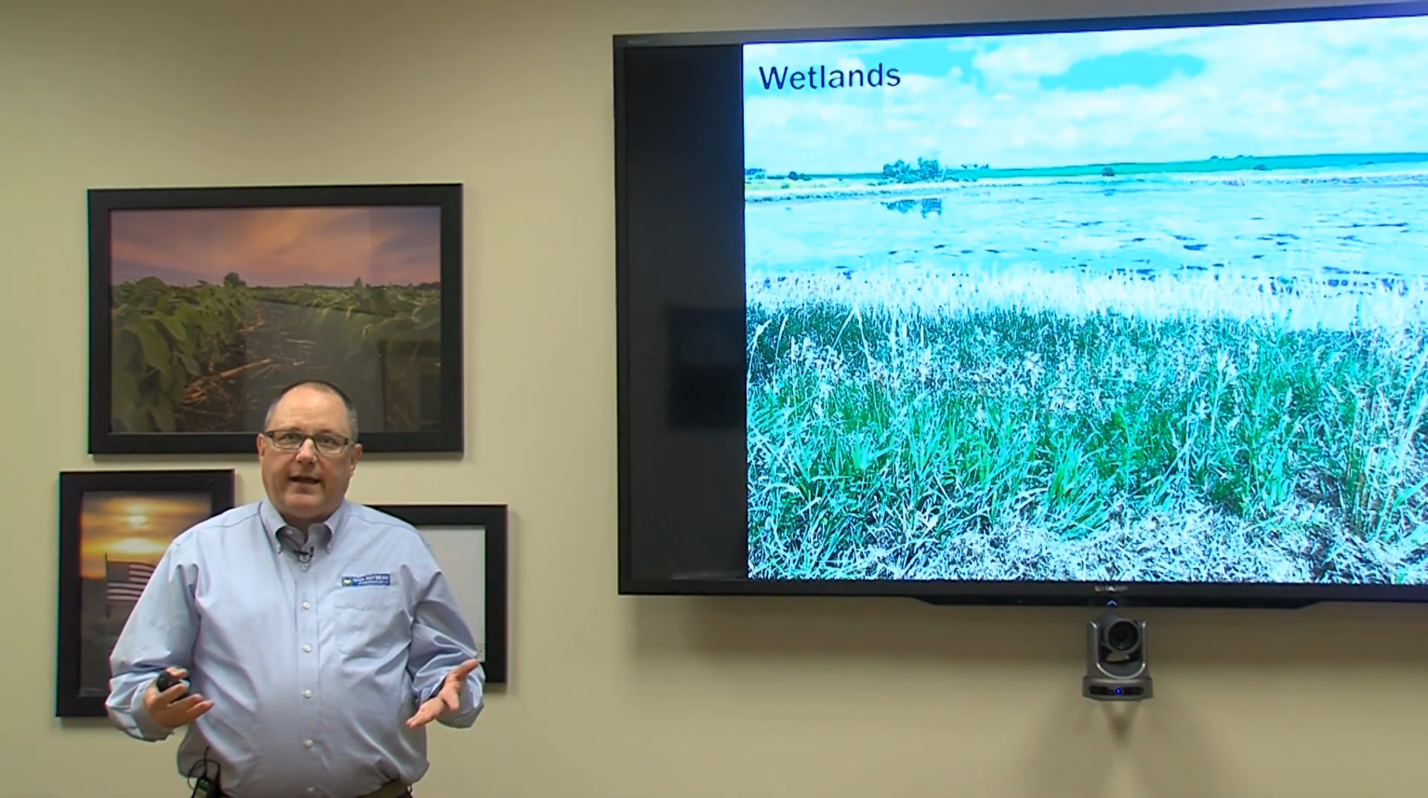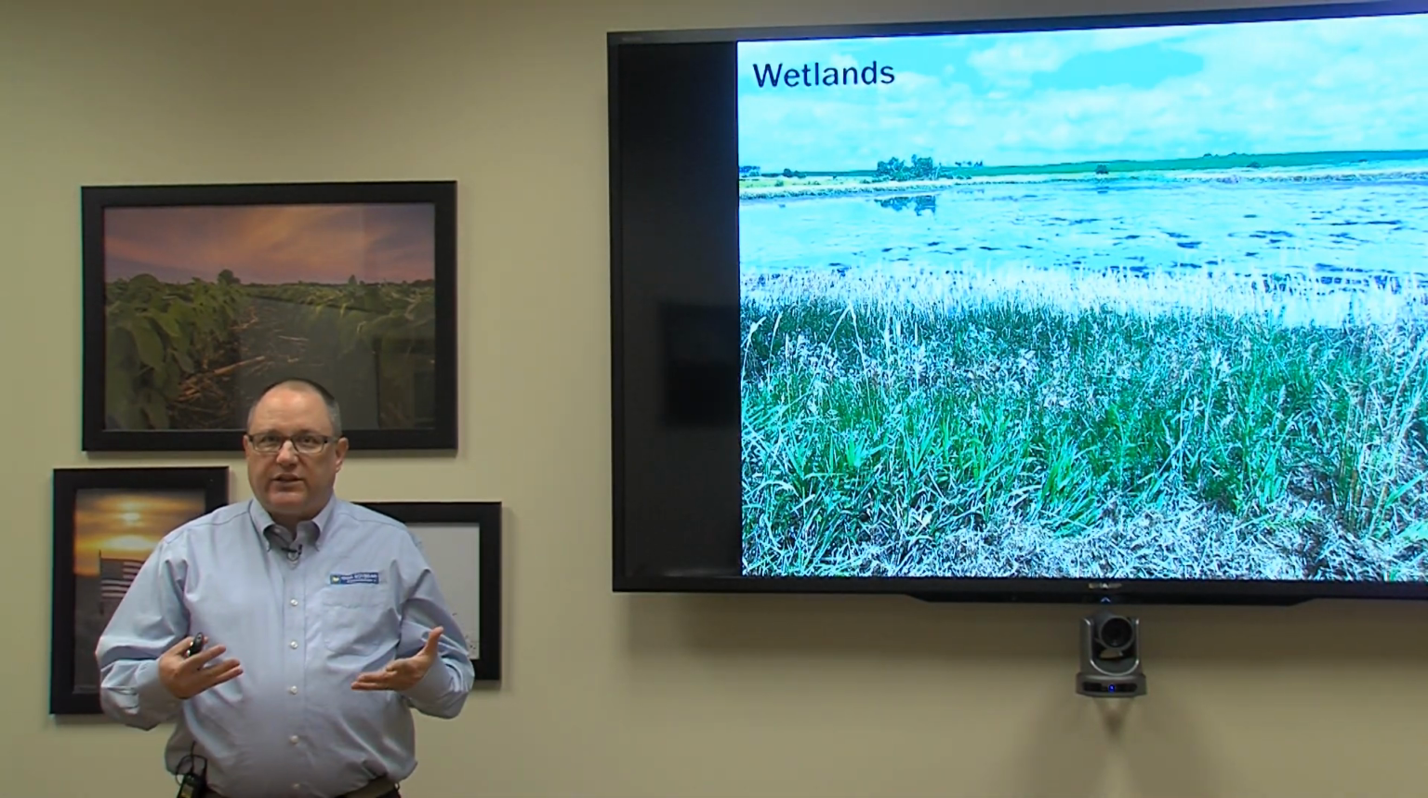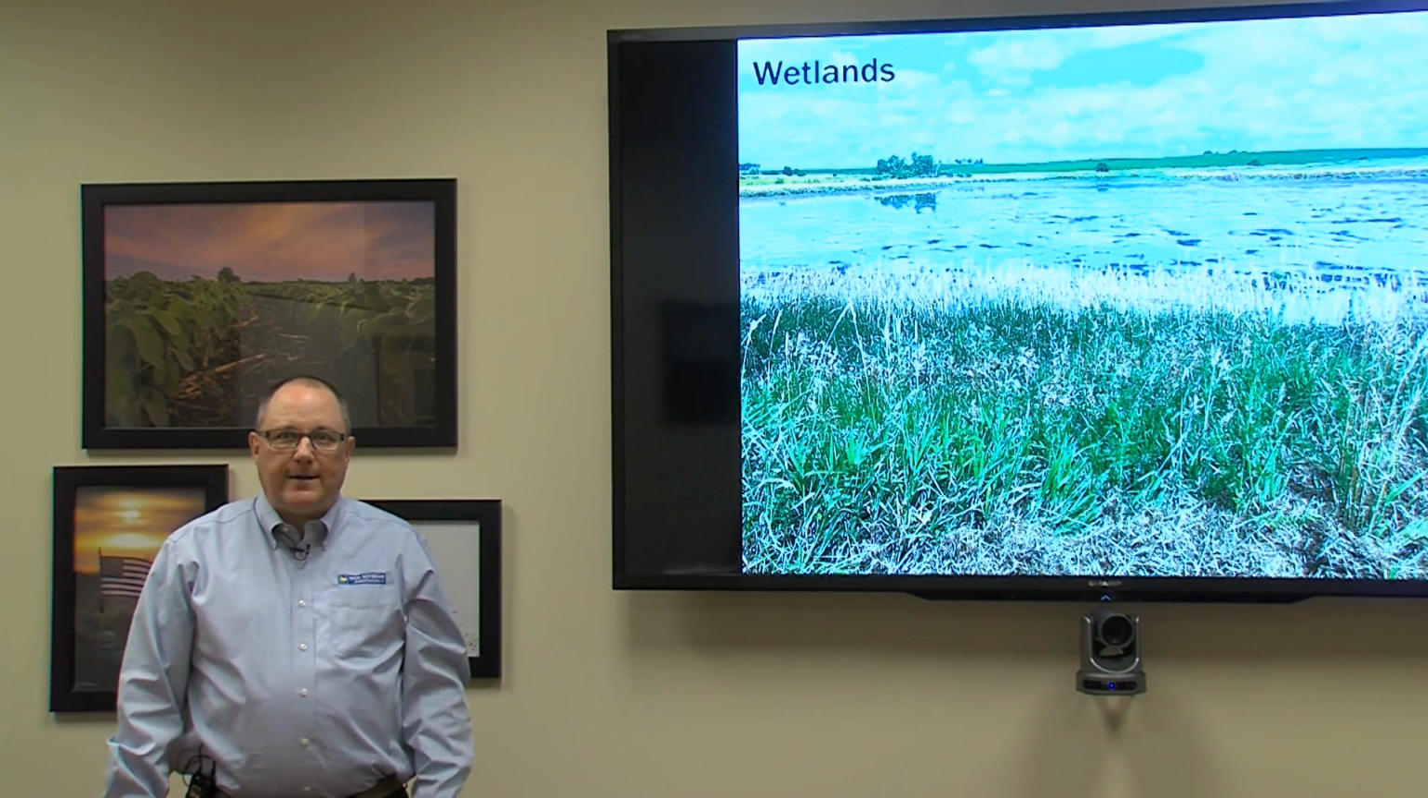So again, kind of the basics of how the different mechanisms work. Now we can look at the actual different practices that are available to do this. So the first practice I'm going to talk about is wetlands, or treatment wetlands in this case. If we can capture or outlet or daylight drainage water and put it into a treatment wetland, we'll get processes going on within that wetland that will reduce the amount of nitrogen that goes downstream.